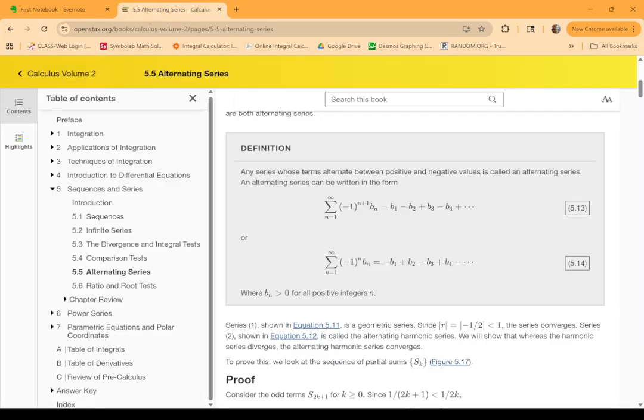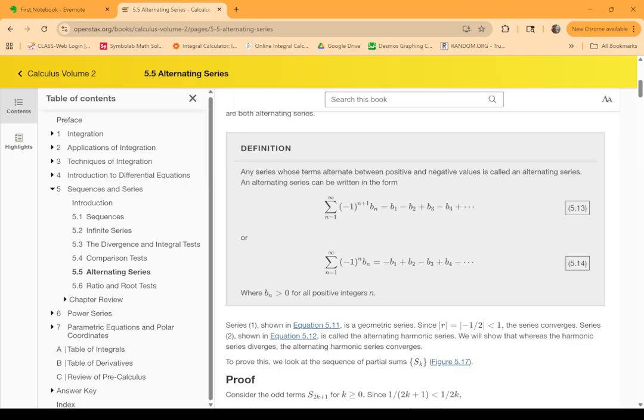Now, what is an alternating series? The feature that describes an alternating series is this (-1)^(n+1) or (-1)^n. What this does, as you can see from what's listed here, is change from positive to negative as our counter n increases. That is the point of that -1, and that's what makes it alternating.